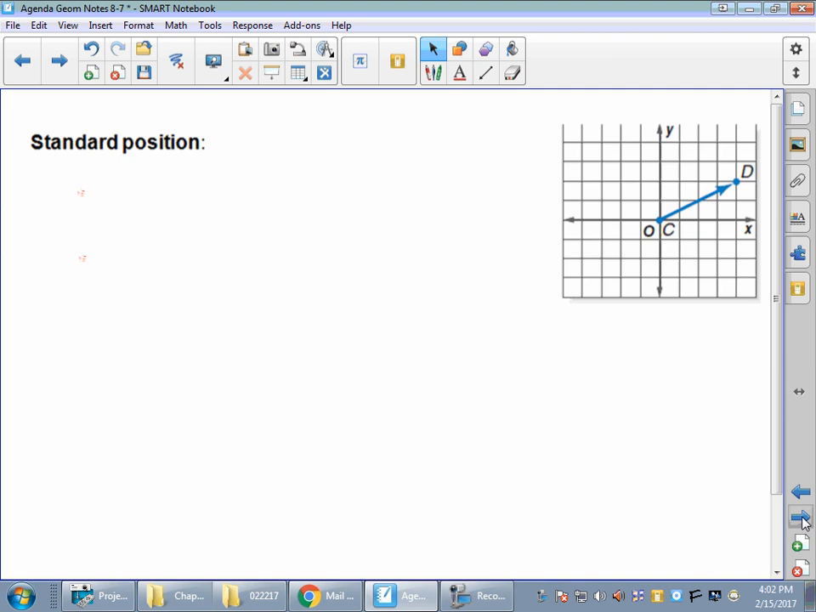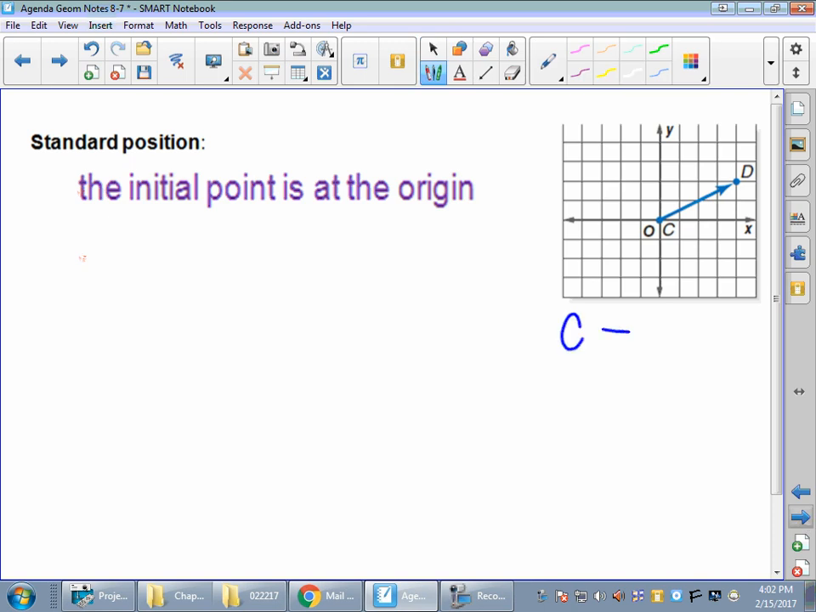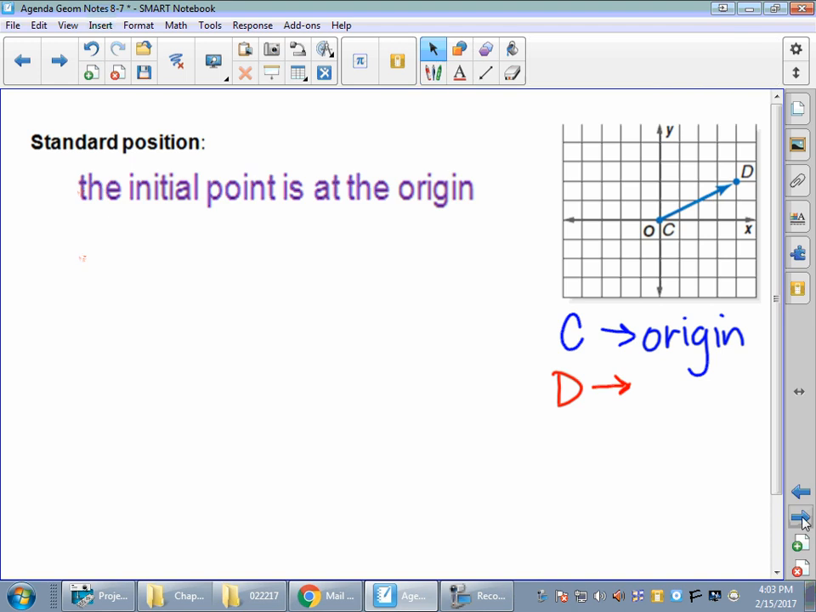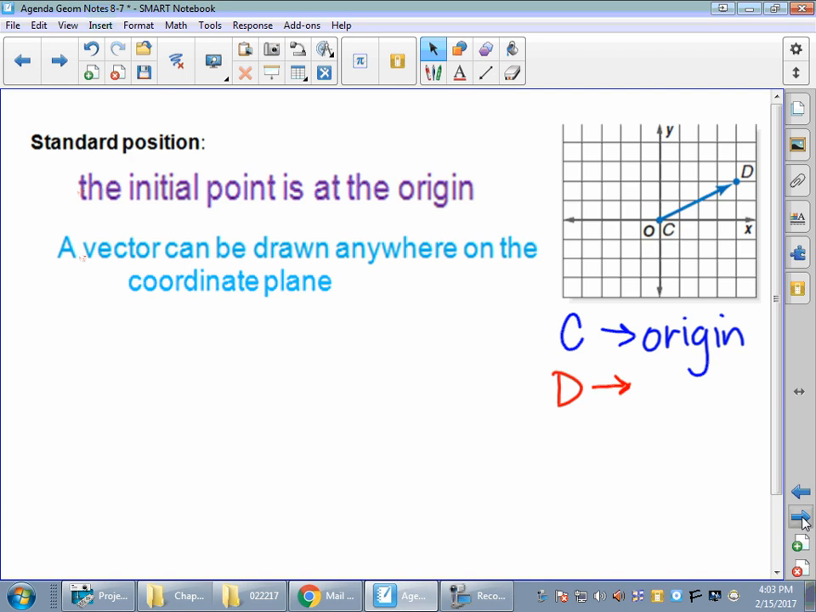So standard position means the initial point is at the origin. So on the ray that I've got on that example, point C is at the origin. That means that it is in standard form. Notice the arrow to D is going out, and that's where we're going to talk about the end point. A vector can be drawn anywhere on the coordinate plane.